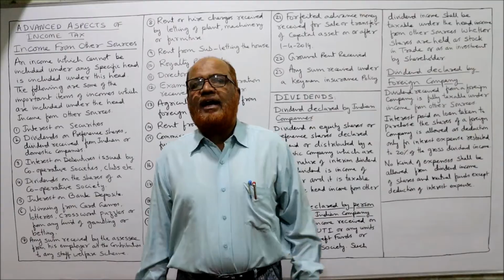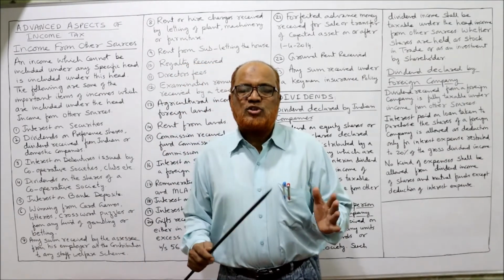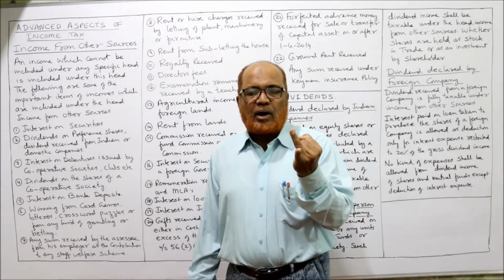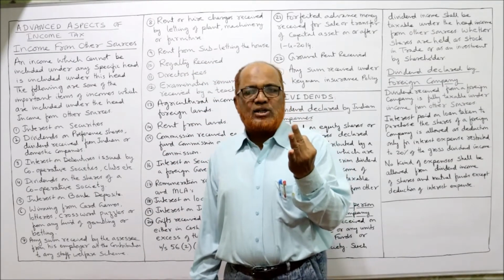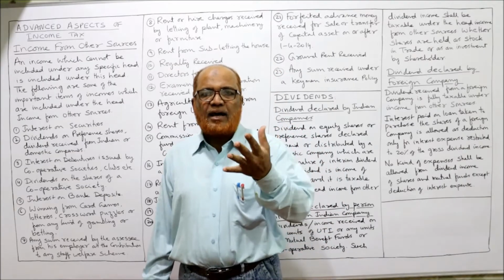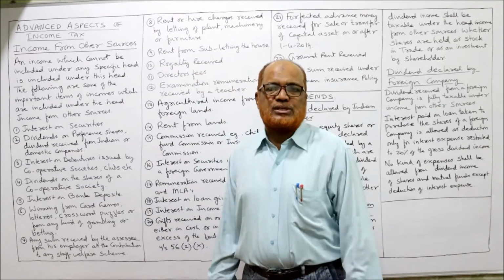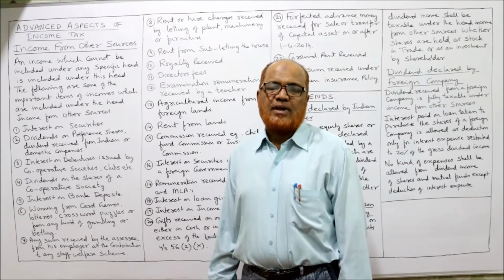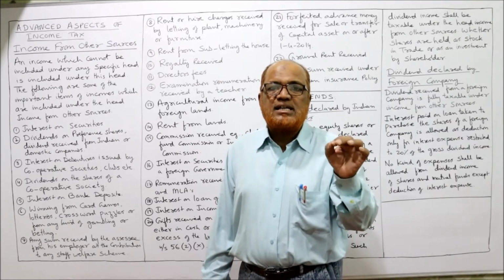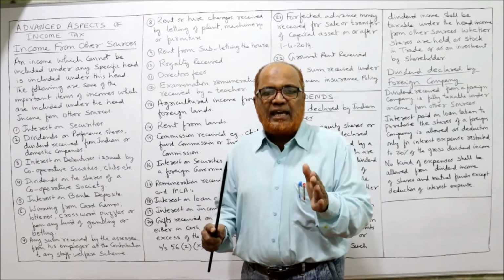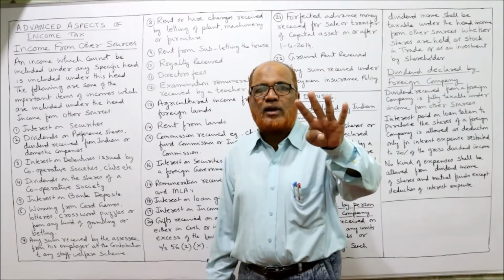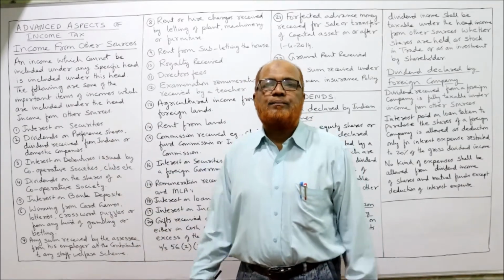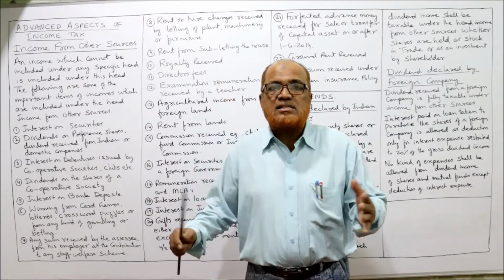So already you know there are 5 heads of income. According to the provisions of Income Tax Act, the 5 heads of income are income from salary, income from house property, income from profits and gains of business and profession, capital gain and income from other sources. The first 4 heads are specific heads and the 5th head is the residual head. That means if any income does not fall in the first 4 heads, then that income is taxable under the head income from other sources as the last resort.